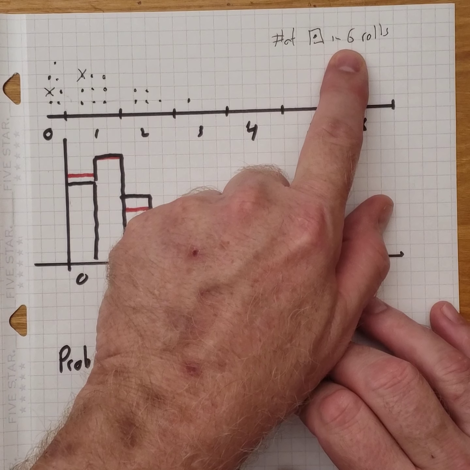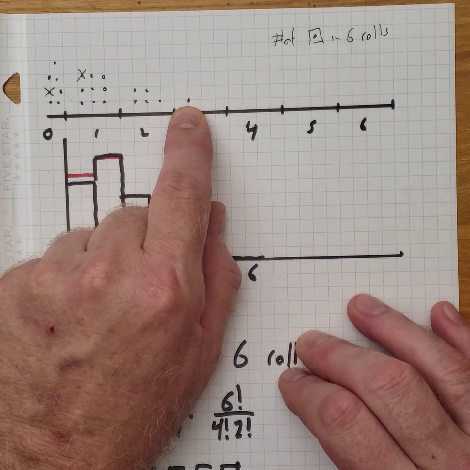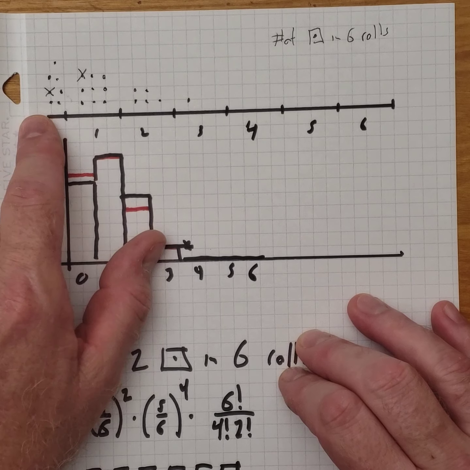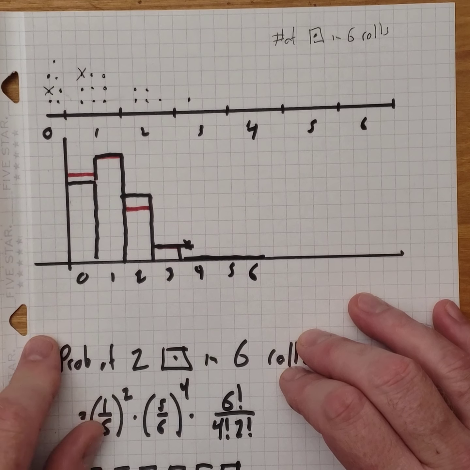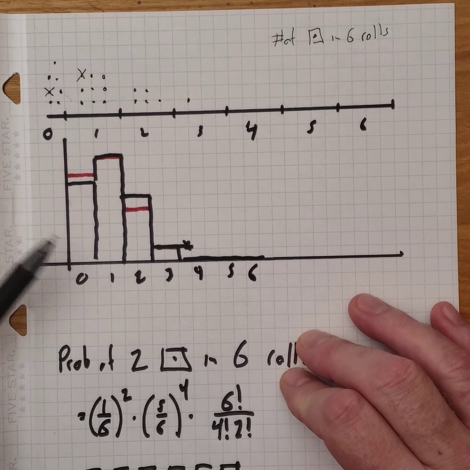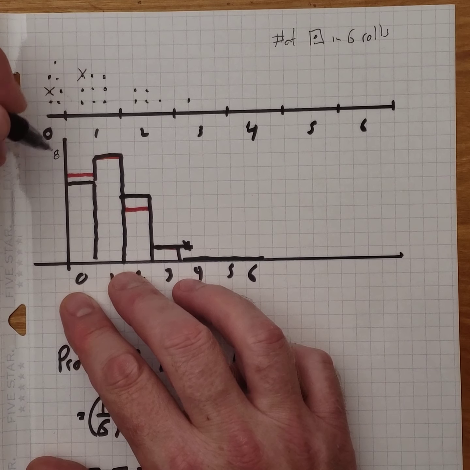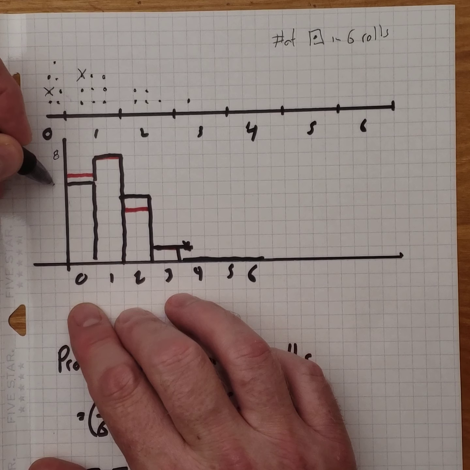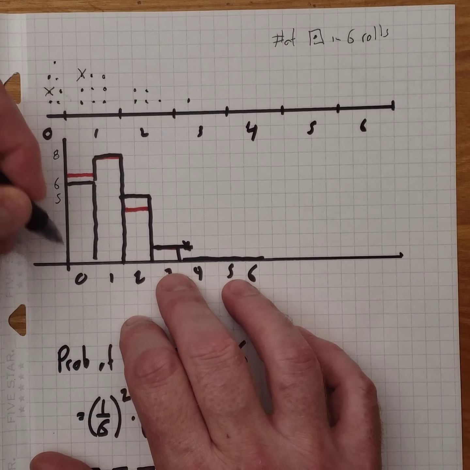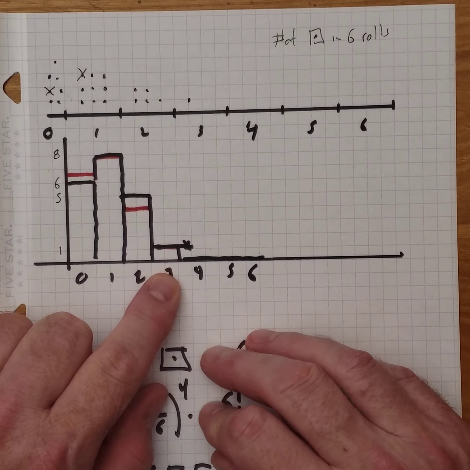So I rolled 6 times, recorded how many of them were 1s. Boom. Did it again, recorded how many came up 1, and represented each one with a dot. And I did that 20 times, and these are the results here. That's what we've got in the histogram in black here. I believe it was 8 times I got 1, 6 times I got 0, 5 times I got 2, and only 1 time it came up with 3 1s.